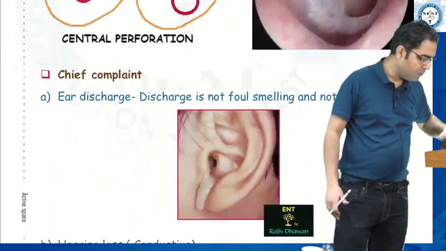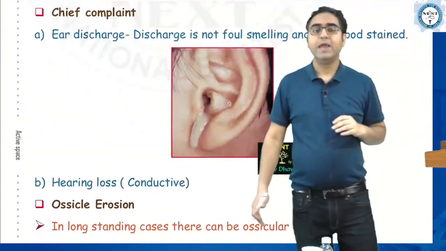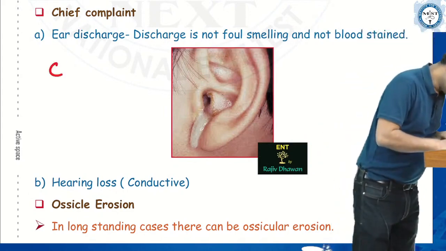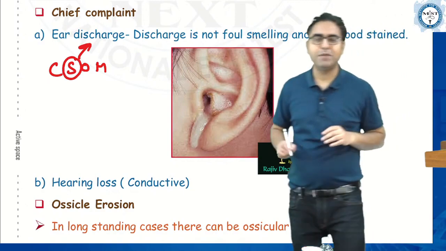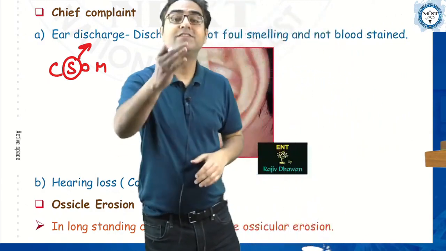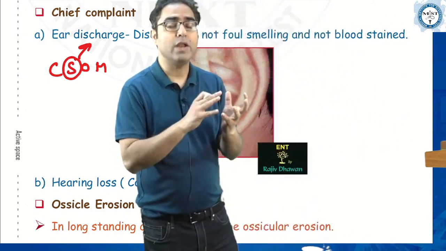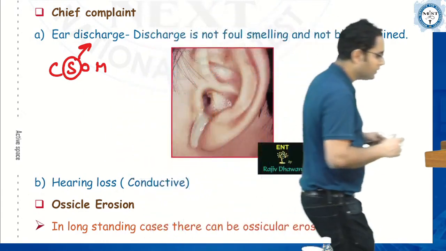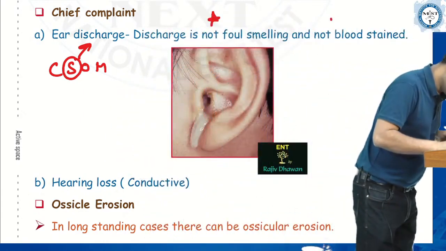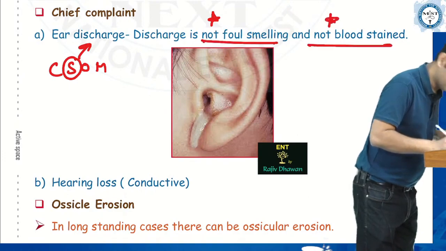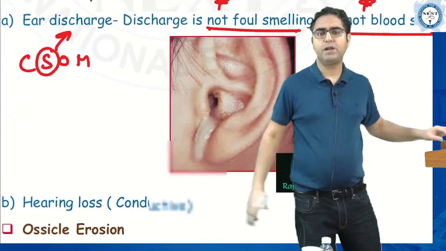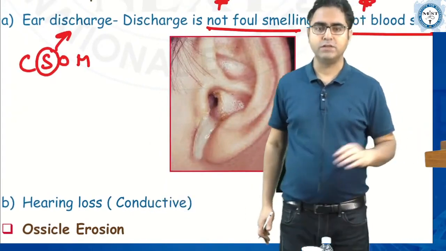Okay. Now, chief complaint: ear discharge. Why ear discharge, beta? Please write down. CSOM. What is S? Anybody? Suppurative. Think logically. Chronic suppurative otitis media. Suppurative means pus, ear discharge. The discharge is not foul smelling, not blood stained. Simple pus. Only pus, no smell, no blood, beta.